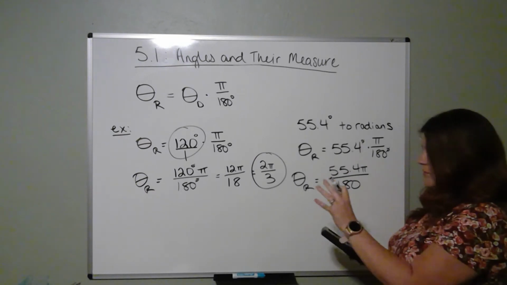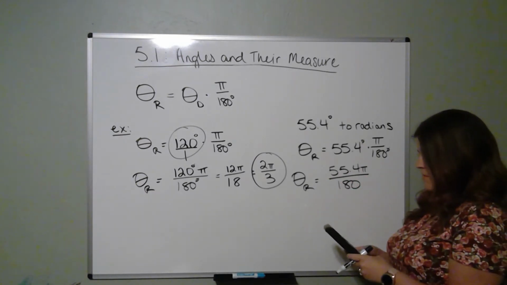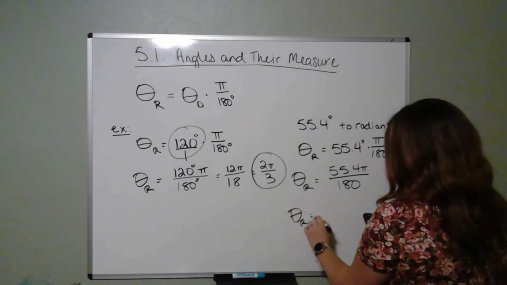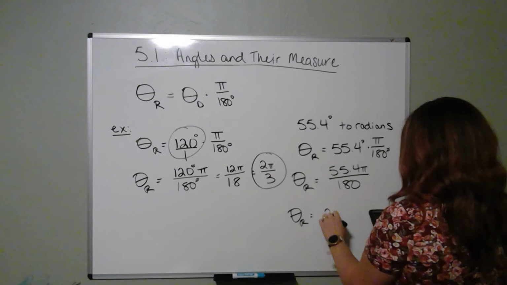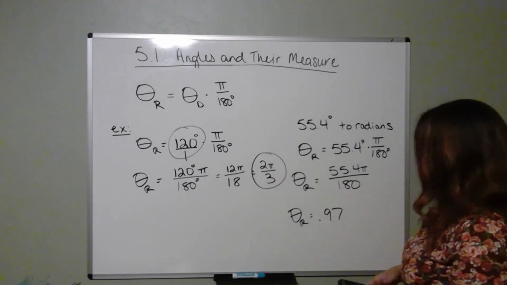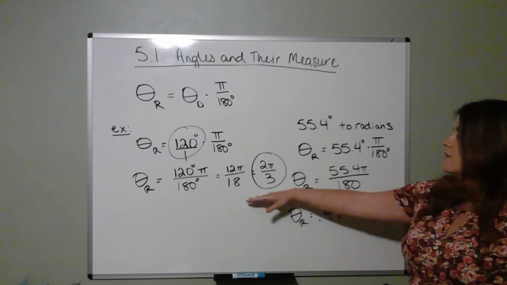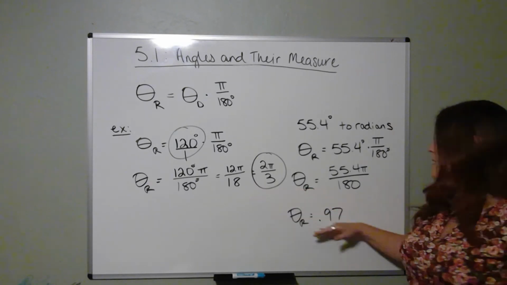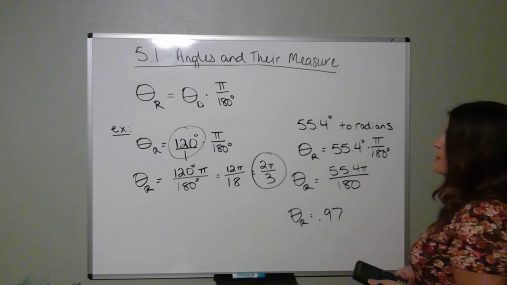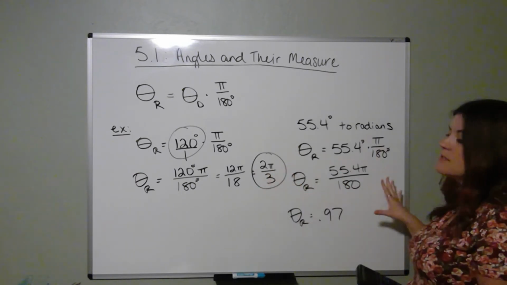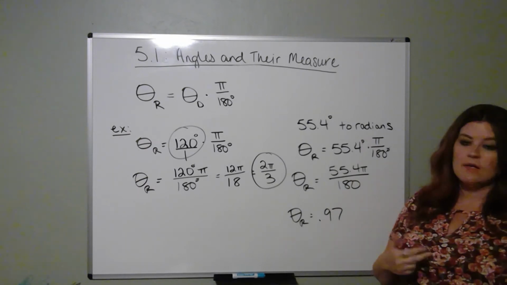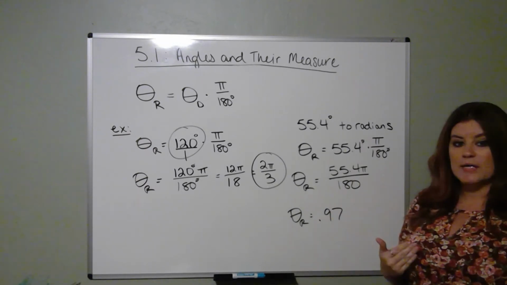So I put in the 55.4 times pi, and I'm going to divide by 180. And my radian measure is 0.97, rounded to the nearest hundredth. So here's a rounded answer, here's an exact answer in terms of pi, and you'll be giving both depending on what section you're doing on your homework. So both of these went from degrees to radians. Let's do two problems, exact and then rounded, going from degrees to radians.